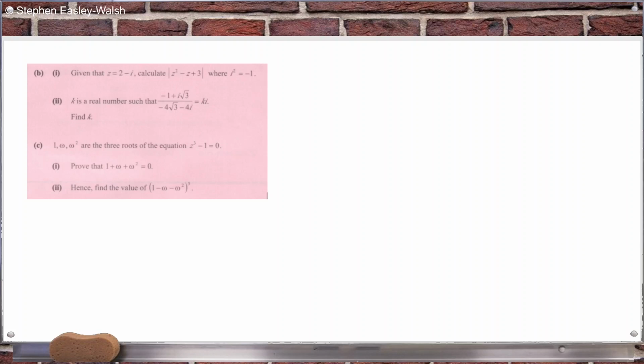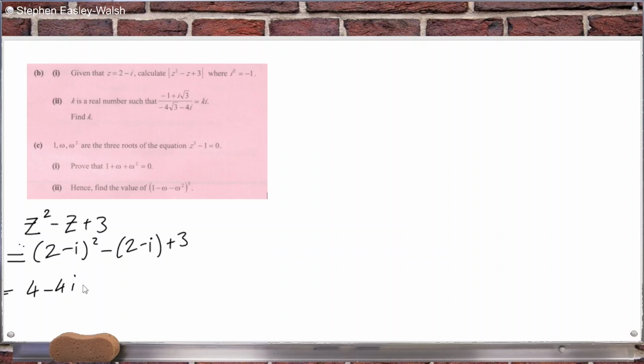Okay, let's have a look here at this question. So first we want to calculate z squared minus z plus 3. That will equal (2 minus i) squared minus (2 minus i) plus 3. That would equal 4 minus 4i plus i squared minus 2 plus i plus 3.